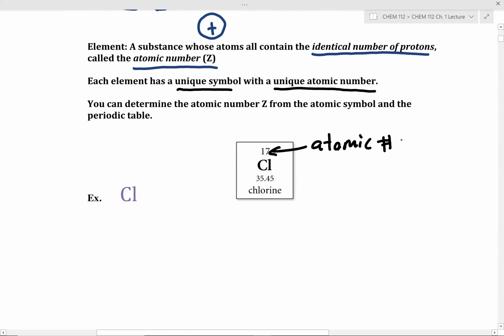Would someone like to tell me what is the atomic number of chlorine in this case? 17. Yep. The atomic number is 17. So how many protons does chlorine have? 17. Yep, exactly. Okay, good. Perfect. So looking at the periodic table, you can clearly figure out the atomic number and the number of protons for a given element. Good.